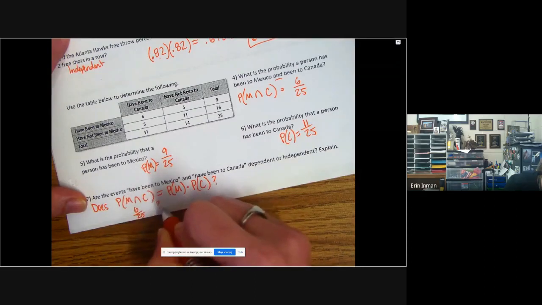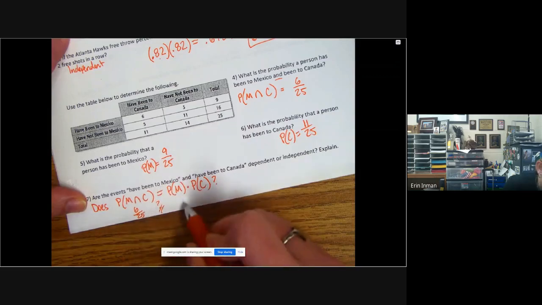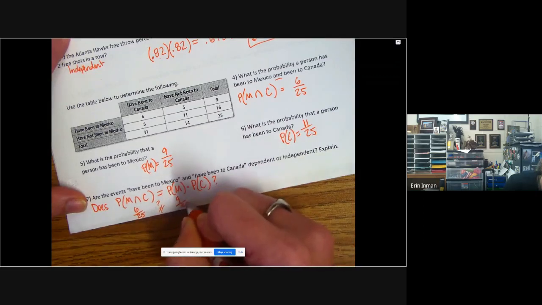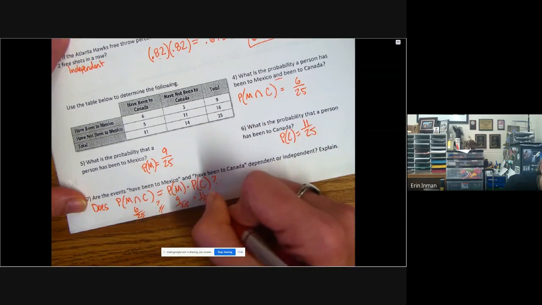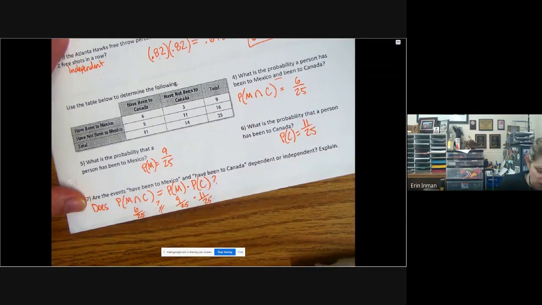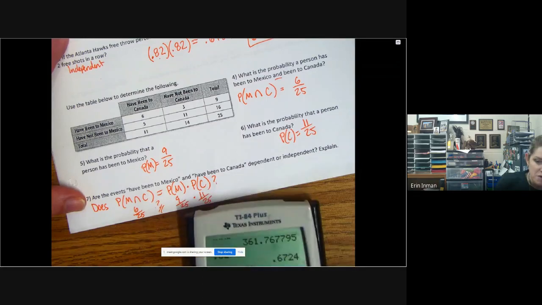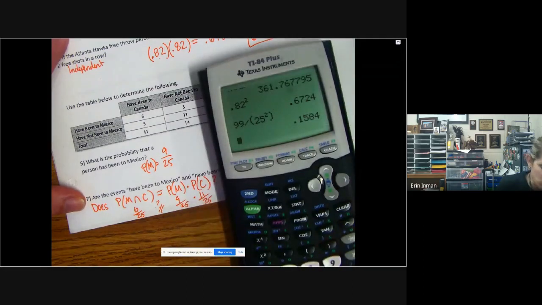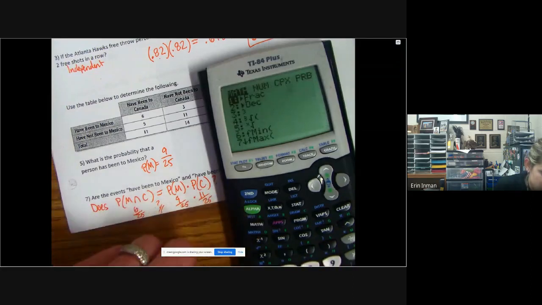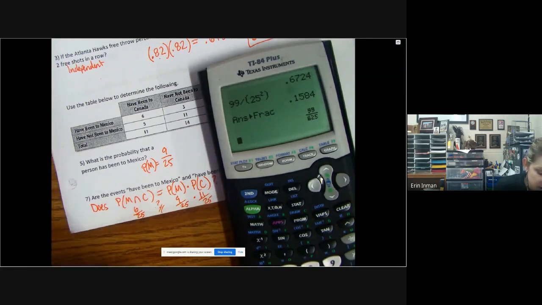So we're going to ask, does this equal Mexico, 9 over 25, times 11 over 25? Well, I'm going to have to bust out the calculator here. We get 99 divided by 25 squared, because remember, it's top times top over bottom times bottom. And that ends up being 0.1584. Well, let's see what that looks like if I turn that into a fraction. Okay, it's 99 over 625. Okay, clearly this is not independent here because they don't equal each other.